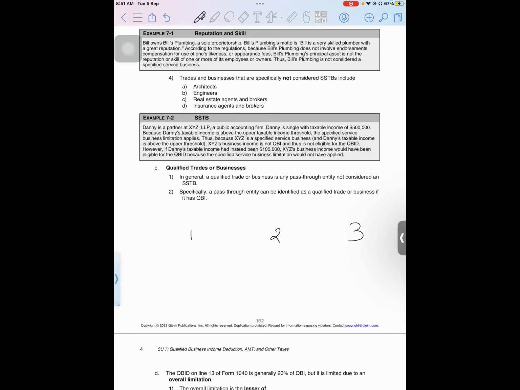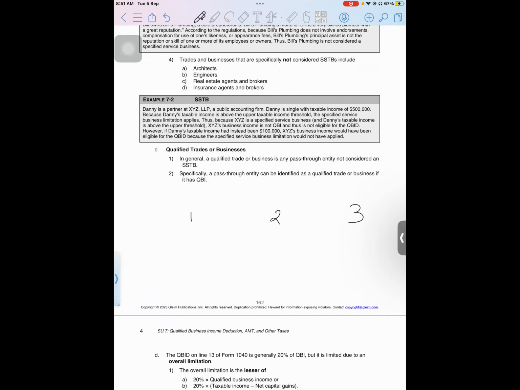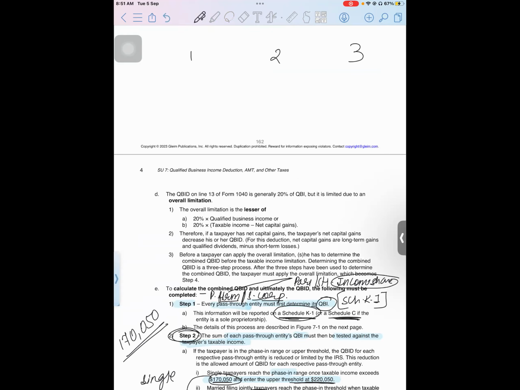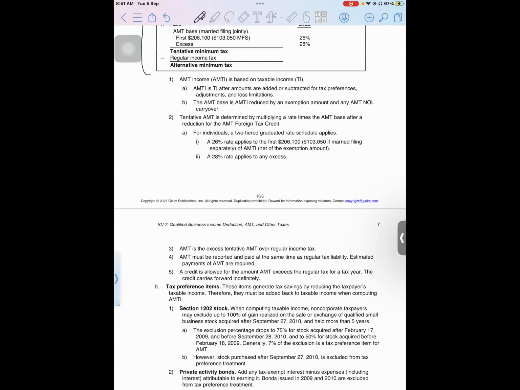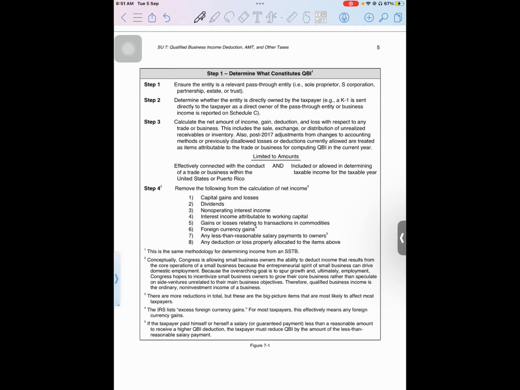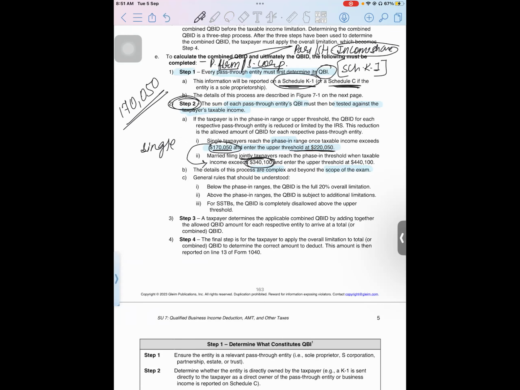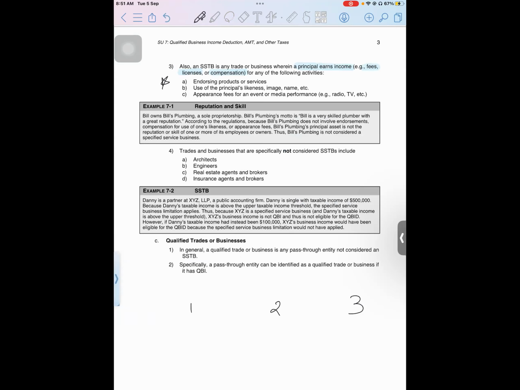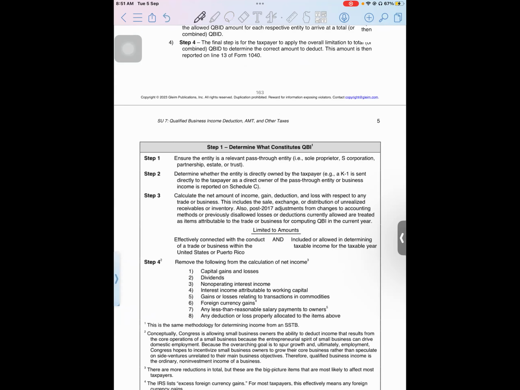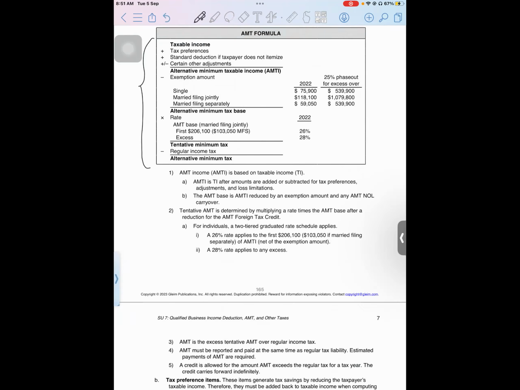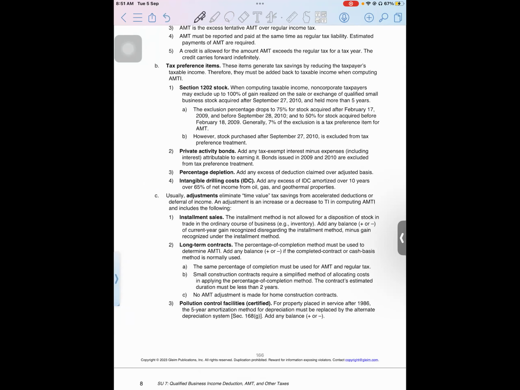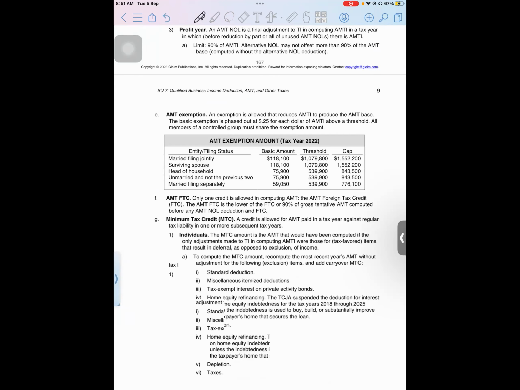Okay, so next, I think there is a calculation for SSTB also. Where is it? Okay, they have not mentioned it over here, I think. No worries. We'll move to the next topic now. We still have 10 minutes to go. So AMT will be done in 10 minutes.